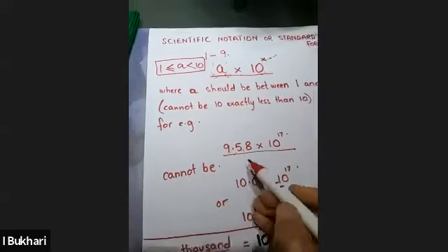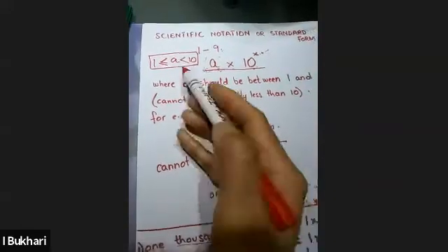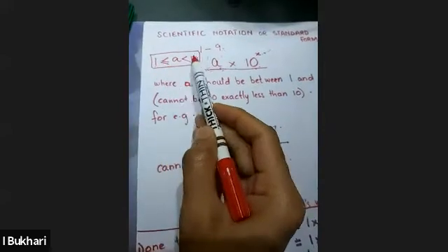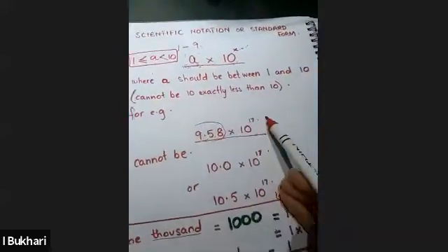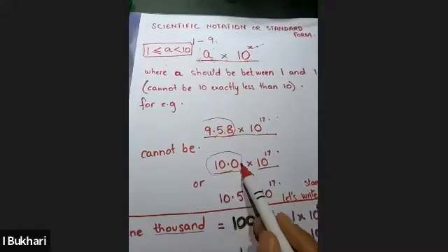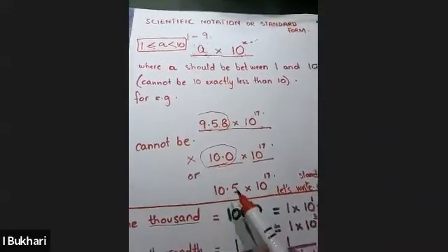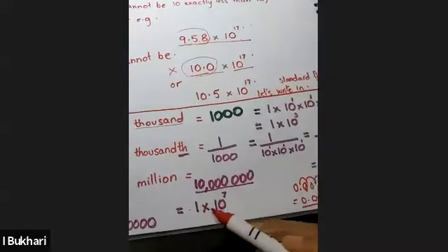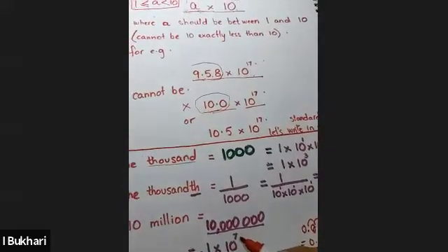Okay, so this number can be equal to 1 or less than 10, into 10 to the power anything. So you cannot write like this because this number cannot be 10. This would be wrong. That's why I told you not to write 10 into 10 to the power 6. Okay?